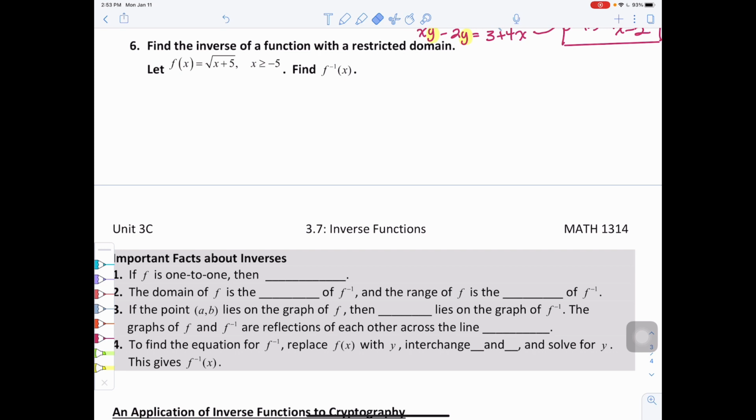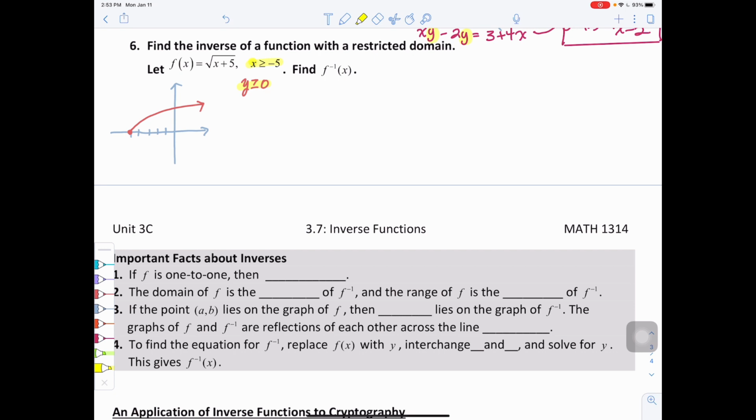Let's take a look at this function. This is our square root function, and it is shifted to the left 5 units. And it looks something like this. And here we can see that x is greater than or equal to -5. That was the restriction. So we know that our y values will be greater than or equal to 0. So those are our 2 restrictions on f of x.